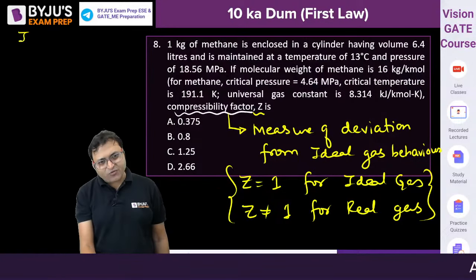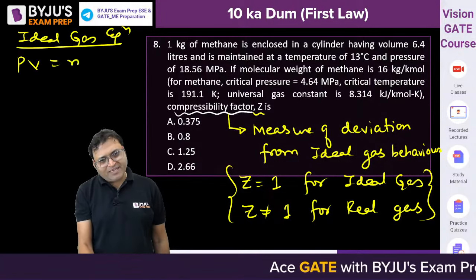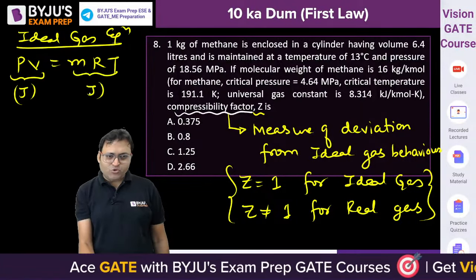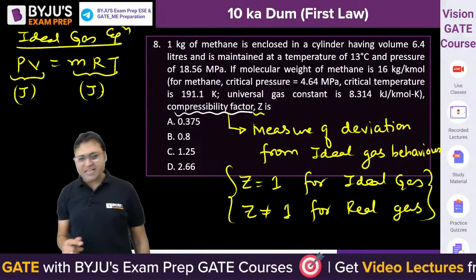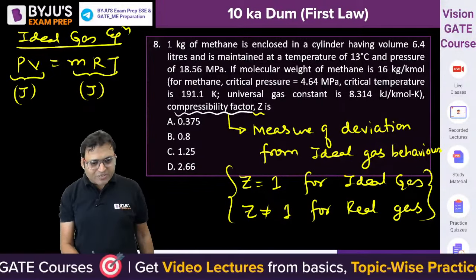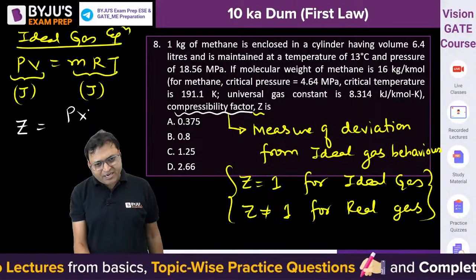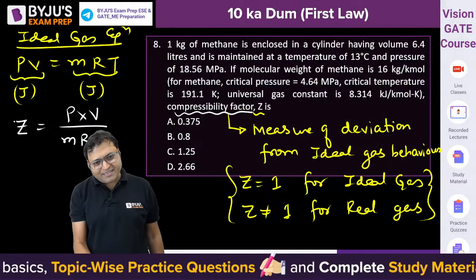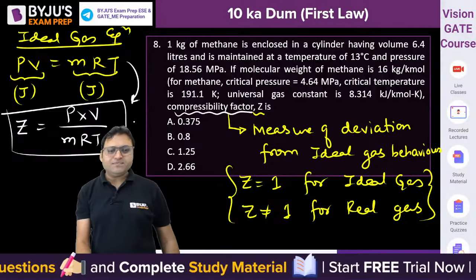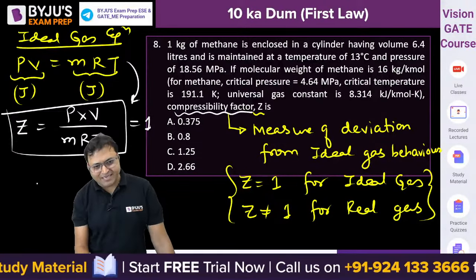And what is the ideal gas equation? Ideal gas equation is pressure into volume is equal to MRT, isn't it? So pressure into volume is joule, MRT is also joule. The left-hand side has the SI standard unit joule, the right-hand side also has joule, isn't it? So Z, the compressibility factor, is equal to PV, pressure into volume, upon MRT. For an ideal gas, PV is equal to MRT, so that will be equal to 1 for ideal gas, otherwise it will be PV by MRT.